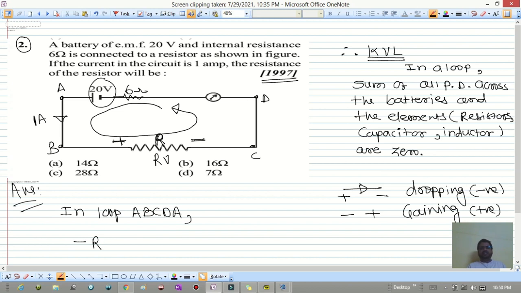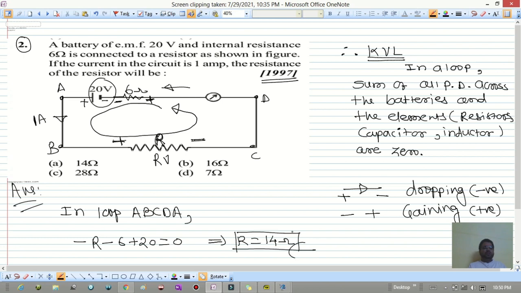C to D, nothing is there. D to A, two elements are there, 6 ohm and 20 volt. Current always flows from higher potential to lower potential, so the current direction is in this way. So dropping again, minus 6 into 1, 6 volt. Then here the smaller terminal is negative, the bigger terminal positive, so gaining, plus 20, is equal to 0. So from this, R is 20 minus 6, that is 14 ohm.